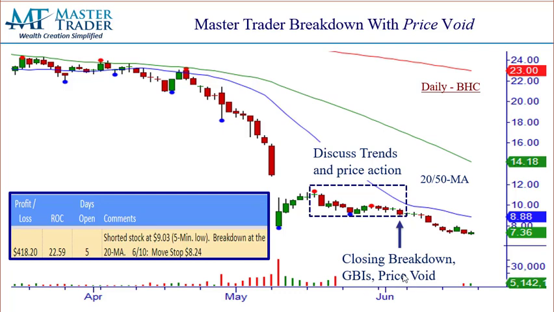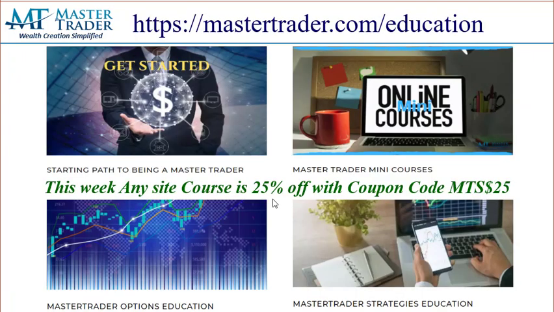The concept here of a price void means you look to the left and there's no significant support there. And so it has room to fall. So that this, again, just like the one I showed you before, is a proper initial breakdown from a bearish consolidation in a bearish downtrend. 5 days open, just trailed it, 22.6% return.